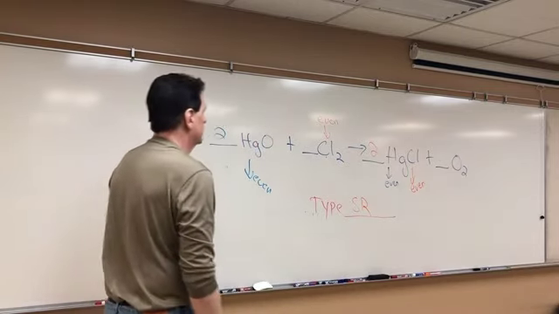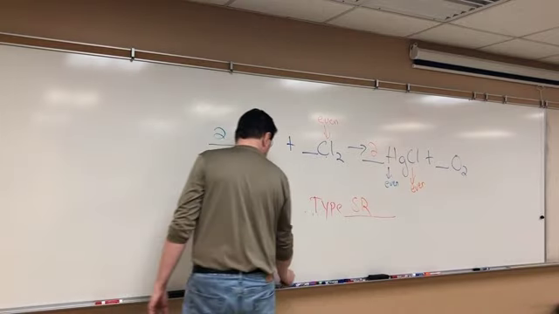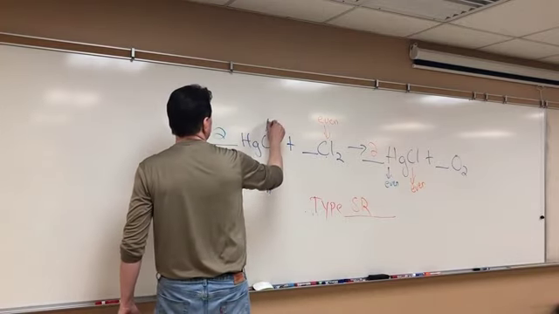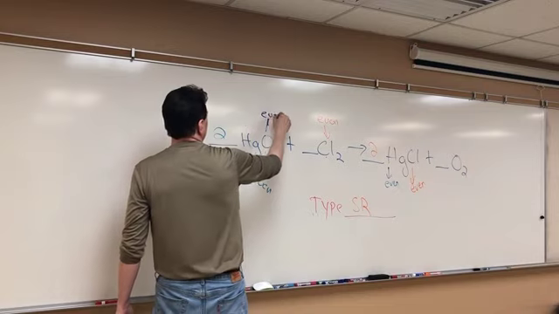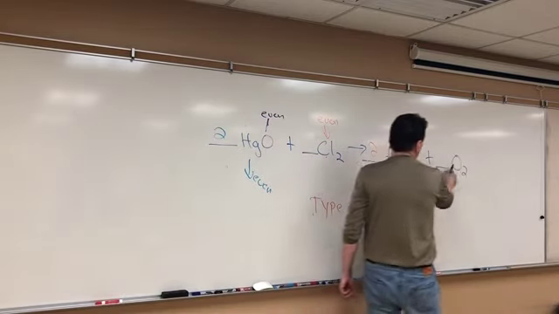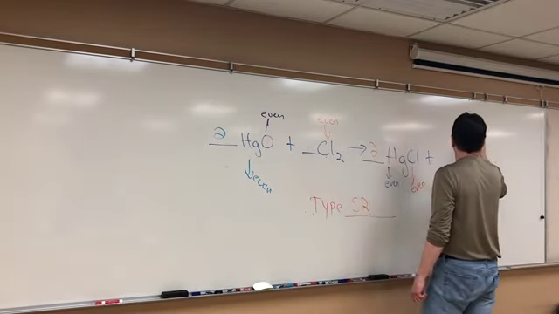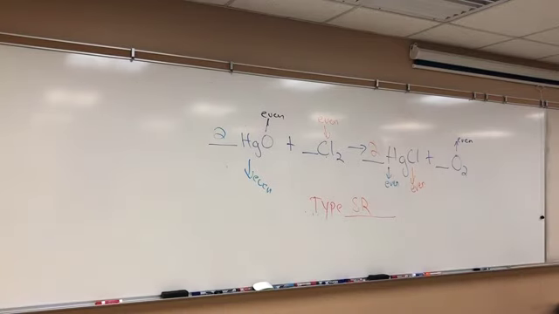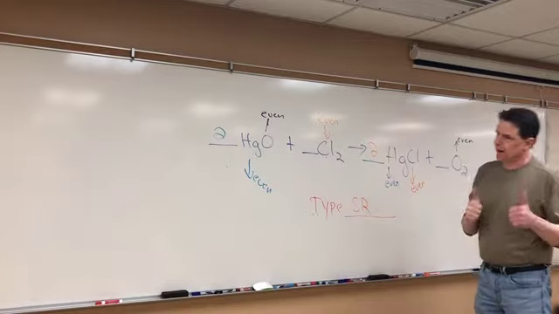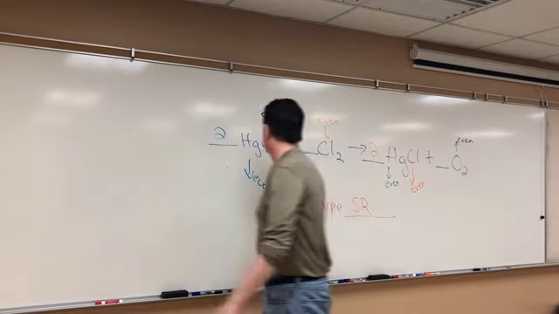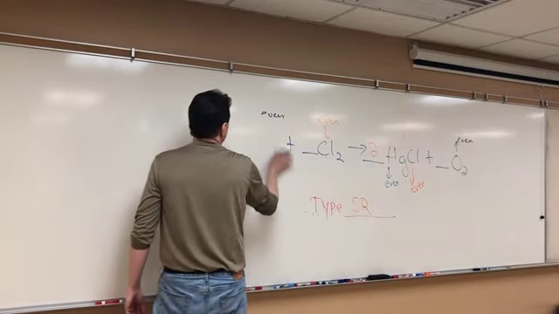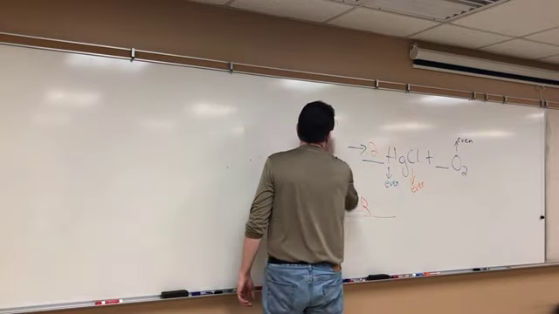Let's see here, oxygen. Let's check oxygen. Oxygen here, 2 times 1, that's even. Oxygen here, O2, that is even. And it looks like even, even, even. I know I'm balanced, everything's even. Done, stick a fork in it. All right, let's do the next one.